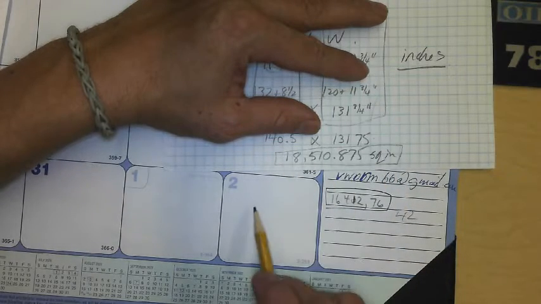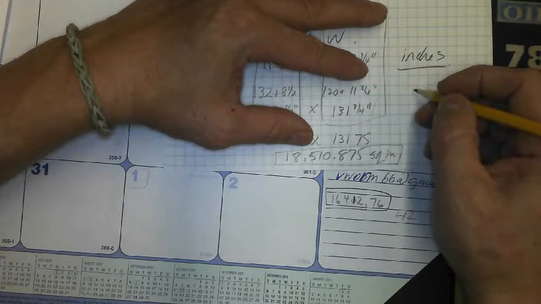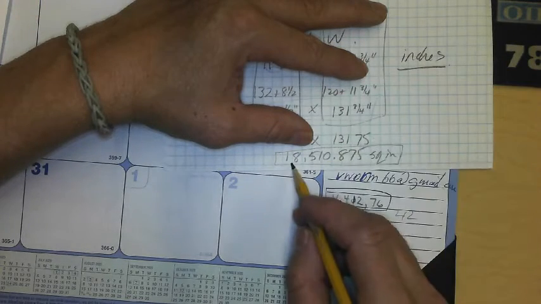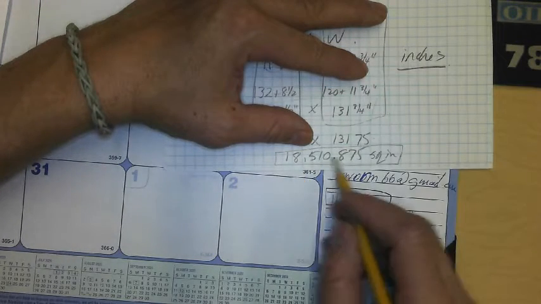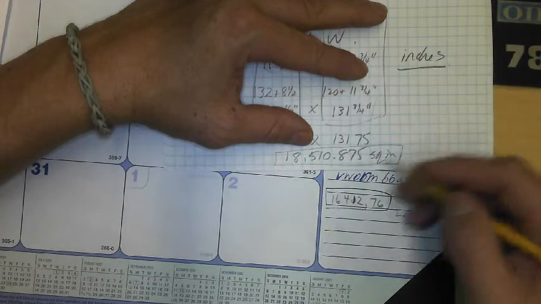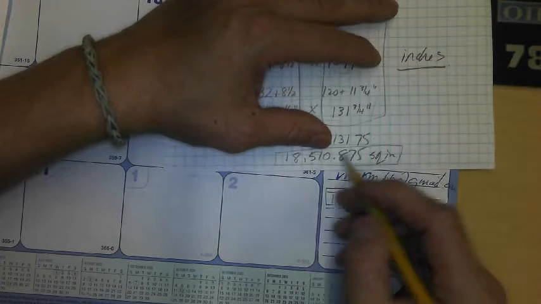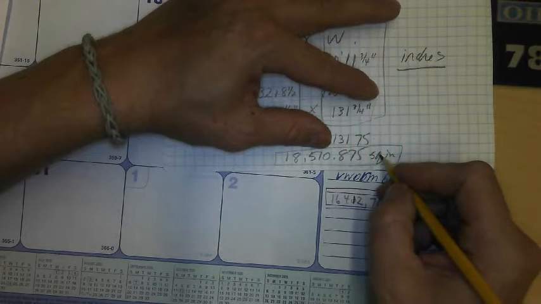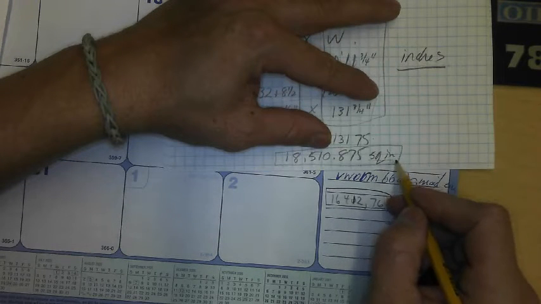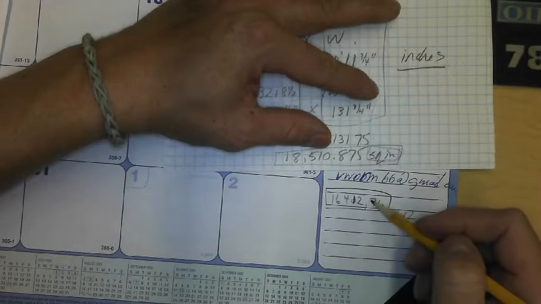Okay, this is your area in square inches. I would challenge you to then turn this into square feet. Now, if you're given this number of square inches and you want to turn it into square feet, it's not as simple as dividing it by 12 because there's 12 inches in a foot. You have to figure out, well, how many square inches are in 1 square foot?